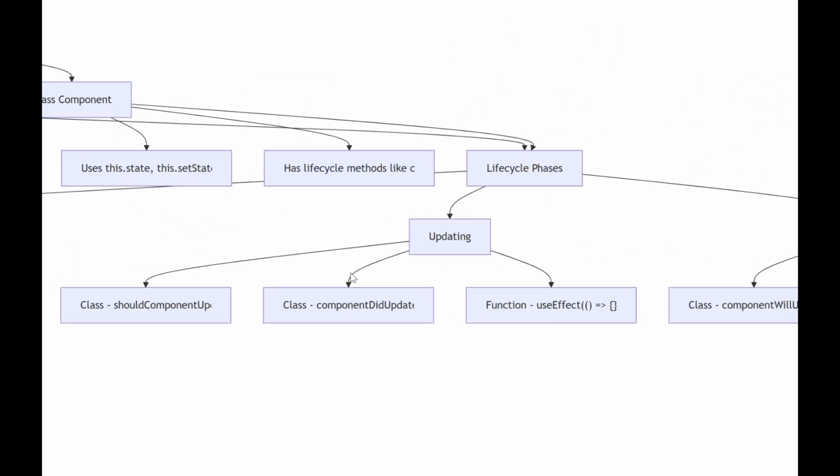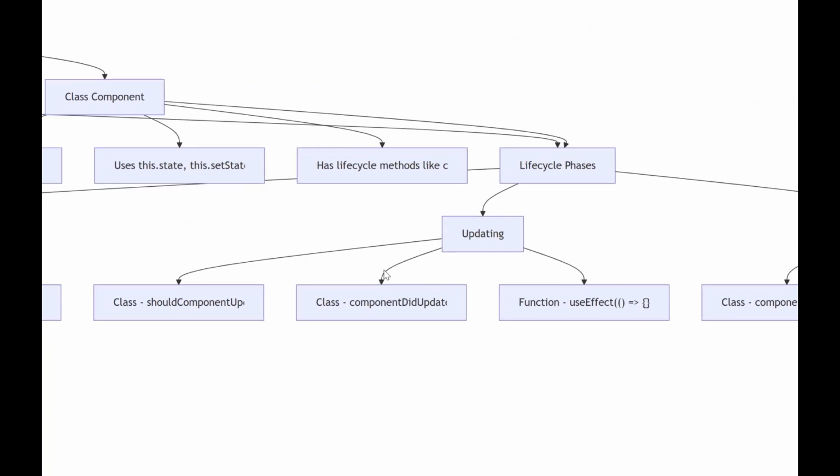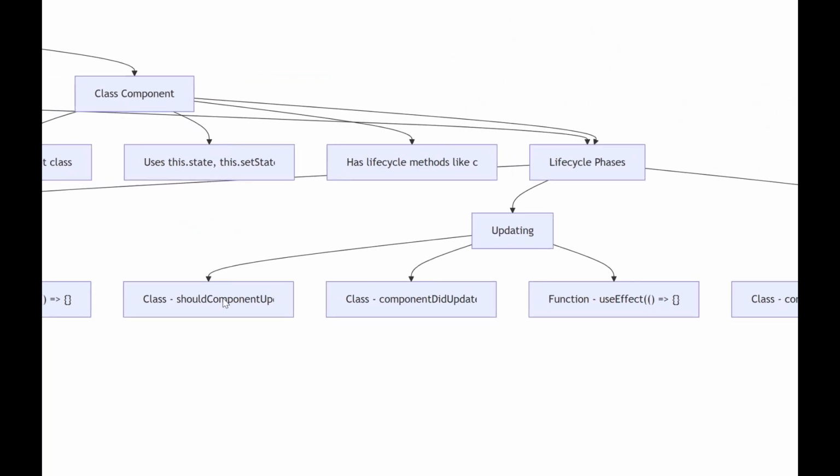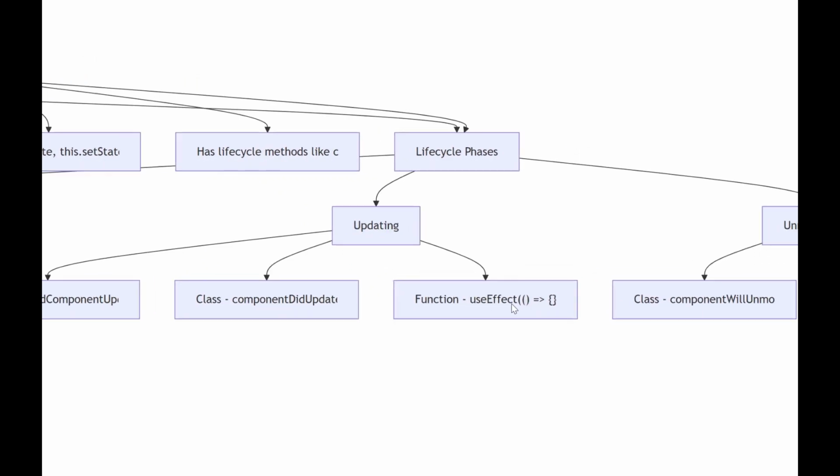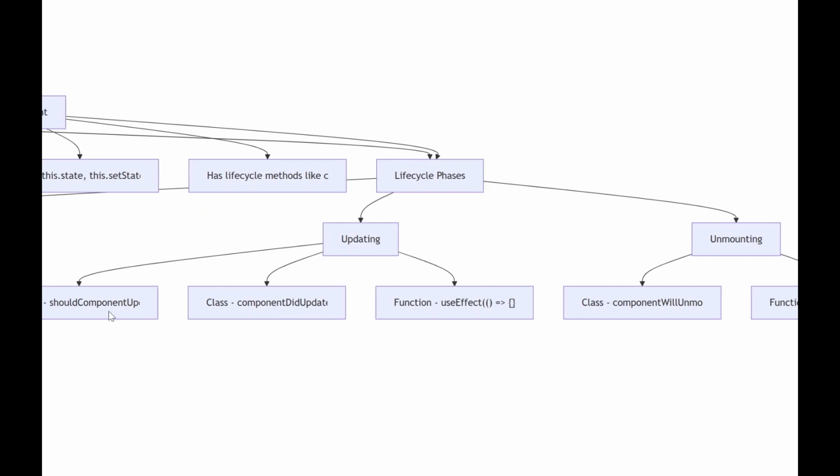For the updating phase of the lifecycle, in the class-based component there are two methods: shouldComponentUpdate and componentDidUpdate. In the functional component, we use useEffect for both shouldComponentUpdate and componentDidUpdate.